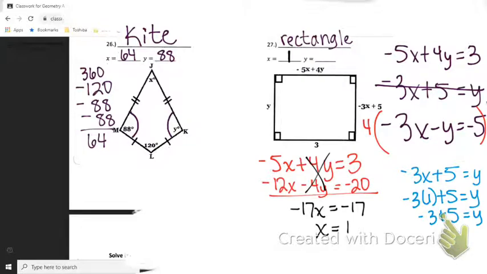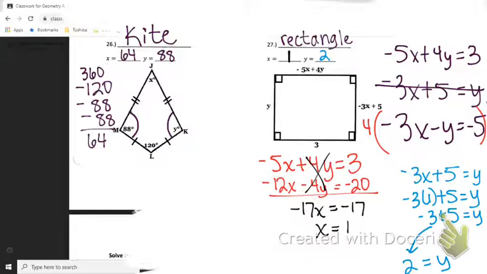Kind of hard to see that. I'll bring it down to the bottom here. So 2 would be equal to y. Okay. If you have questions remaining about that problem, please let me know.